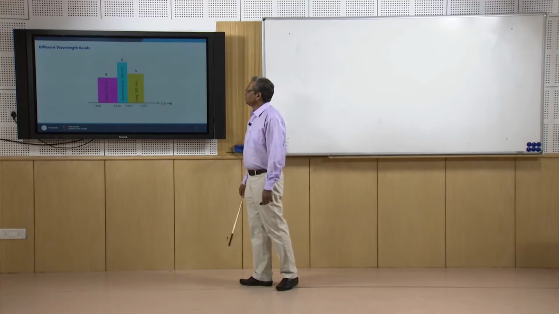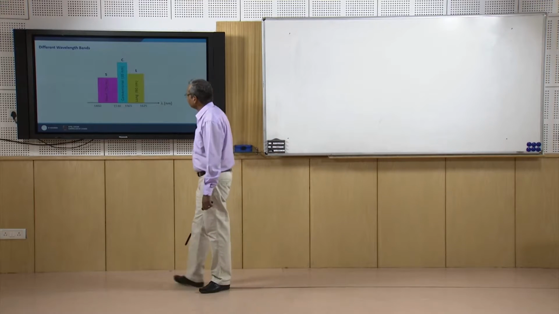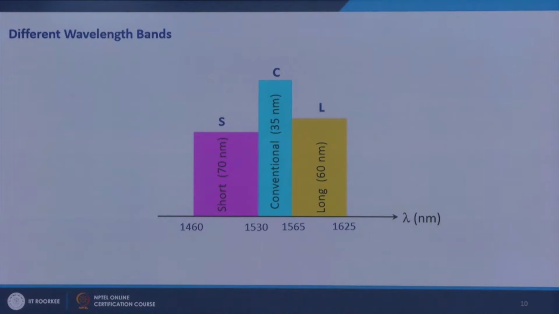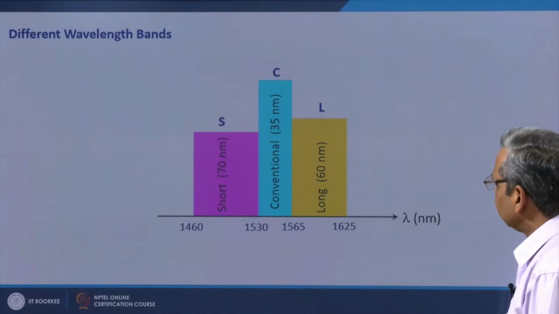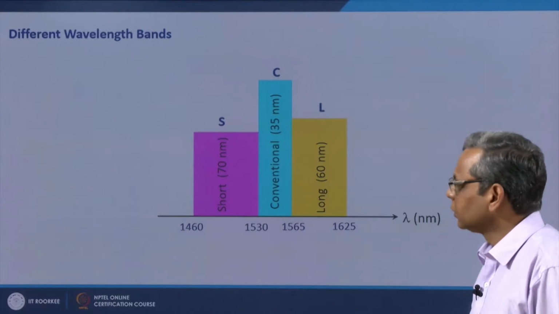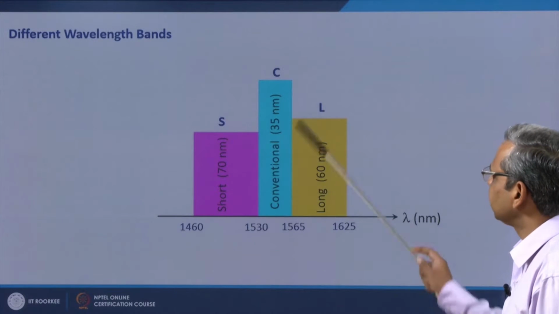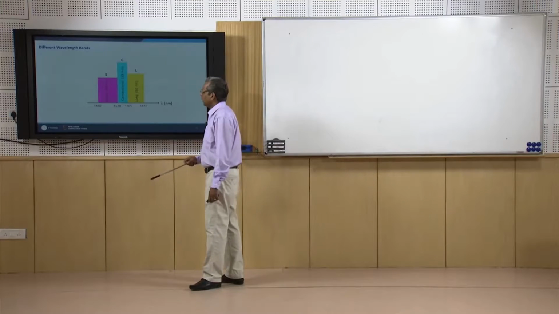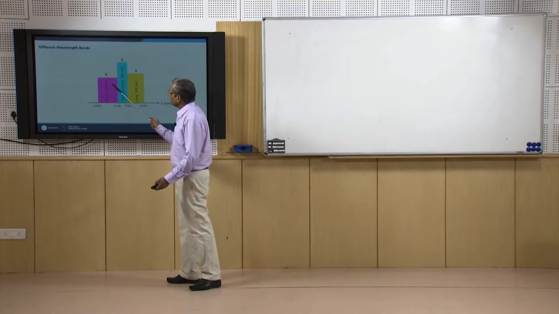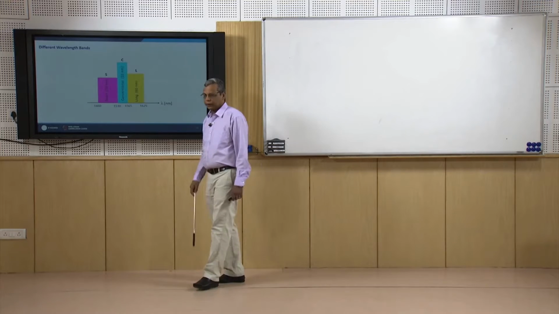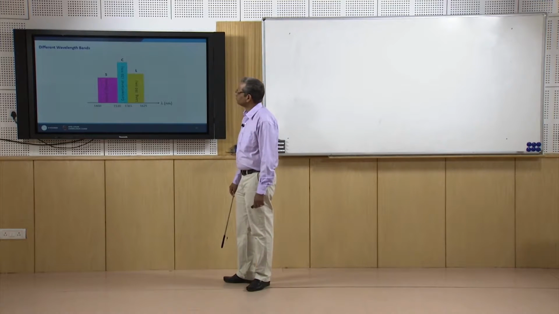So, these are the different wavelength bands. You have the conventional band which is about 35 to 40 nanometer wide. You have the long band which is about 60 nanometer wide. So, commercial erbium doped fiber amplifiers are available in these bands, C band and L band, and some special techniques can be used to amplify signal even in the short band.